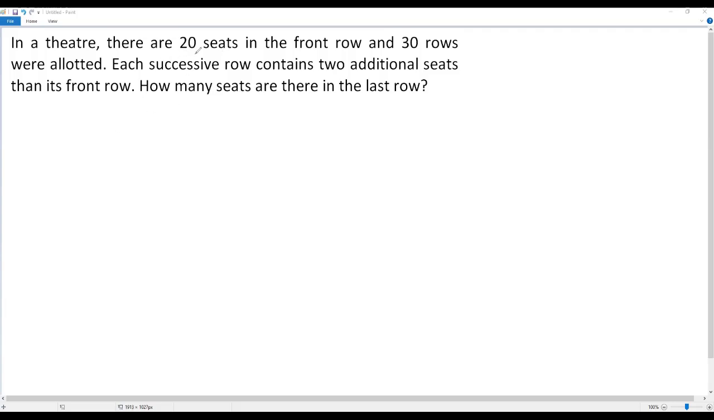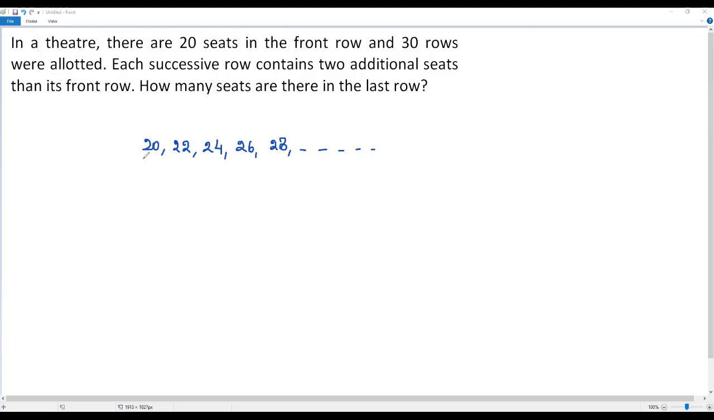Okay, the question clearly says there are 20 seats in the first row. So let me write it, 20. And each successive row contains 2 additional seats than its front row. Let me consider the second row. Second row will have 2 additional seats than the first row. That is 22 seats in the second row. In the third row, we'll have 2 additional seats than the second row. Then we'll have 24 seats. In the fourth row, we'll have 26 seats. In the fifth row, we'll have 28 seats. It keeps going up to the 30th row because there are 30 rows allotted.